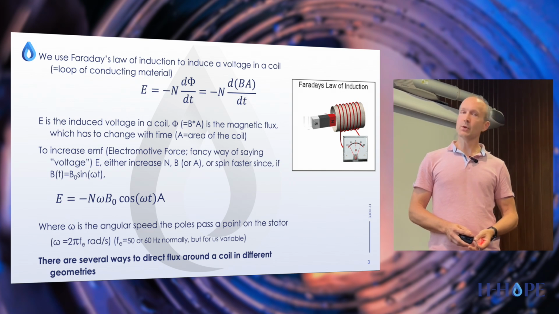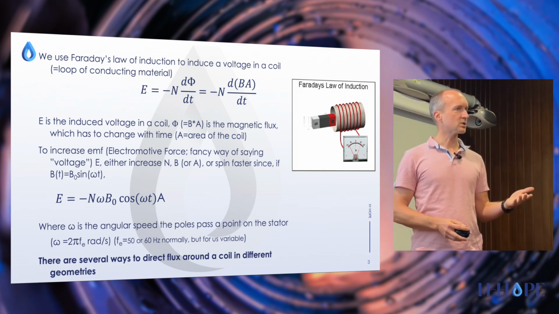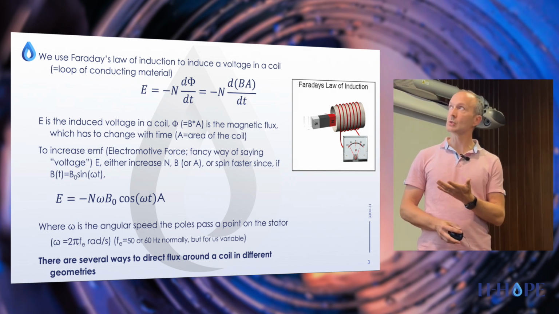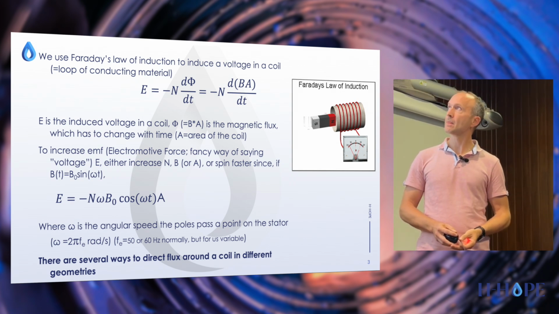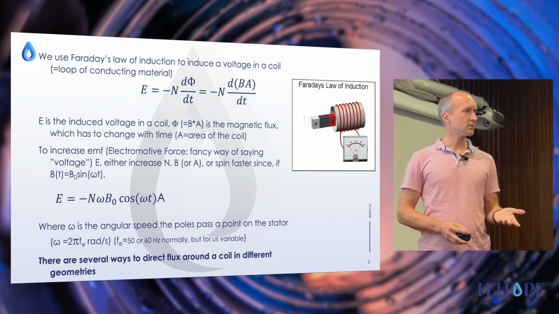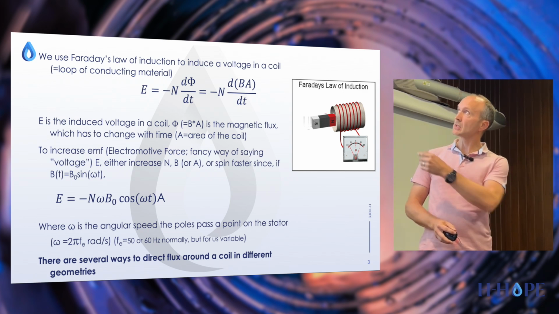So how do you then produce a voltage? Because the first step you have to do is produce a voltage that can drive a current. Well, the main equation here is Faraday's law of induction. So we'd like to induce a voltage in a coil, in a conducting material. What does Faraday's law of induction say? It says that the induced voltage depends on the number of turns times the time derivative of the flux, which can be expressed like this.